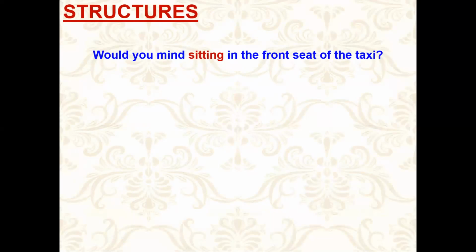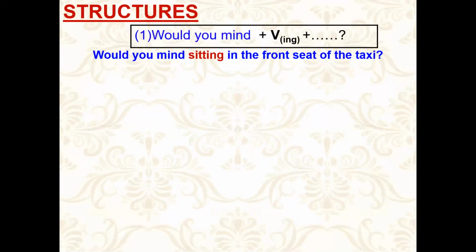Now, we move on to the second part. This is structure. With this part, I will explain in Vietnamese for you to understand clearly. Would you mind sitting in the front seat of the taxi? Hãy chú ý từ màu đỏ. Sitting. Đây là động từ thuộc dạng verb in. Từ câu mẫu này, chúng ta sẽ ghi được công thức như sau. Would you mind cộng verb in.